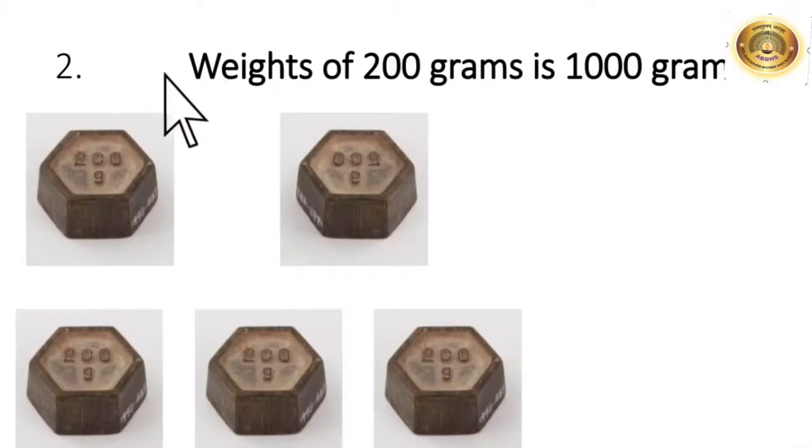Moving ahead, dash weights of 200 grams is 1000 grams. Now how many weights will we need to complete 1000 grams? So we will need 200 plus 200 is 400, 600, 800, and there are a total of 5 weights of 200, that is 200 into 5 is 1000 grams. So we will need 5 weights of 200 grams, which will make 1000 grams.